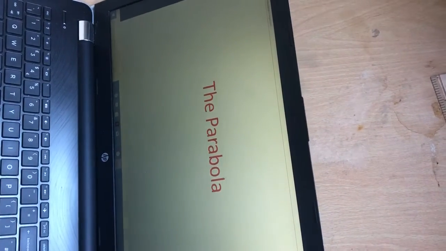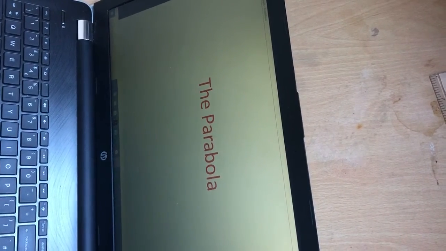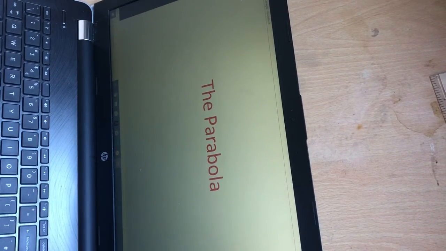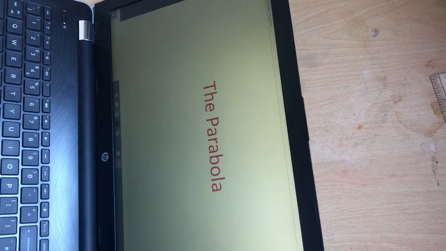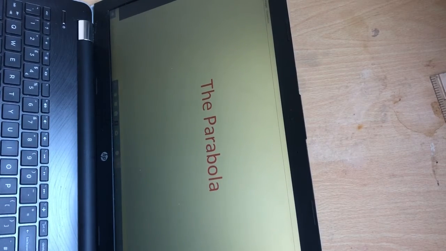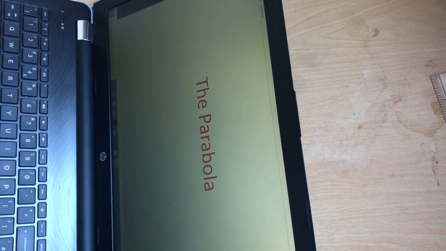Today we're going to look at the parabola. A parabola is the path traced out by a point which moves in a plane so that its distance from a fixed line is always equal to its distance from a fixed point.